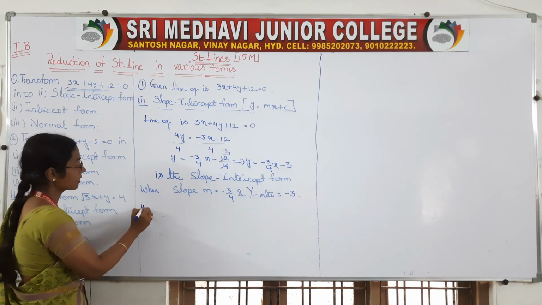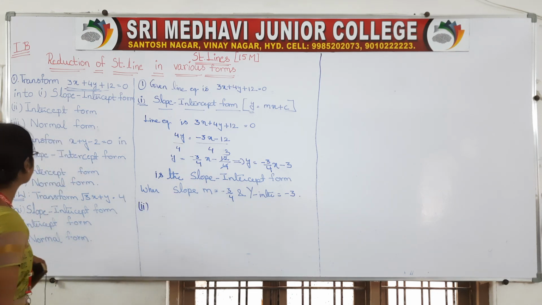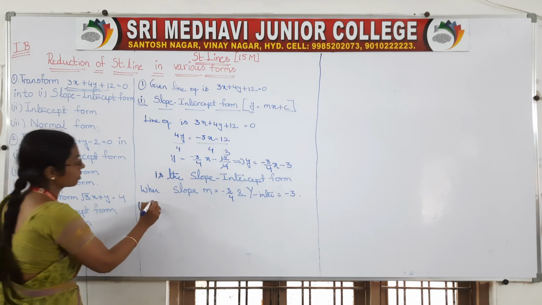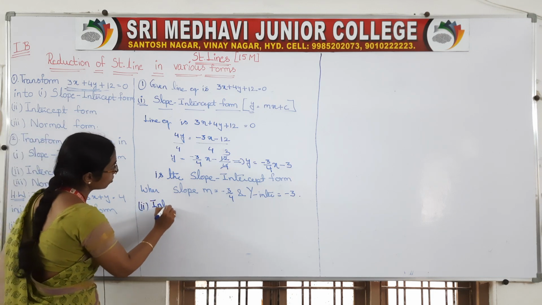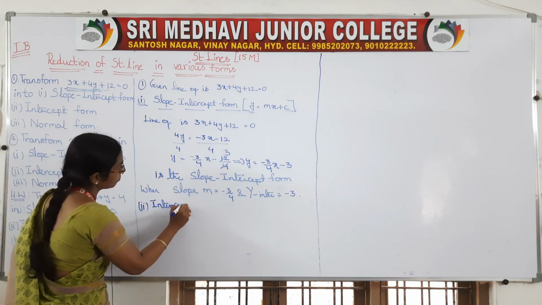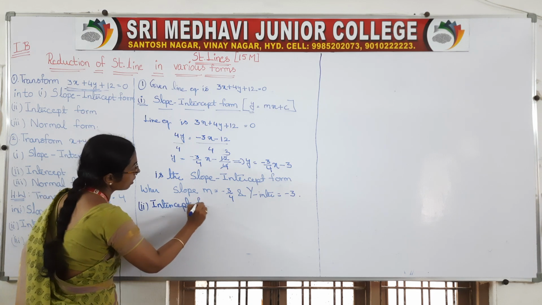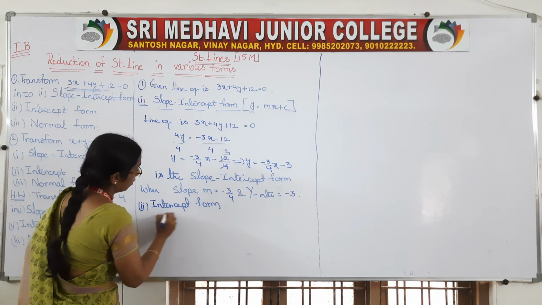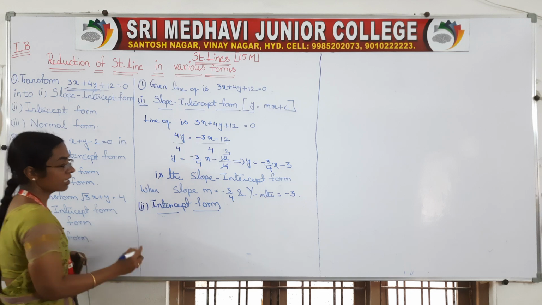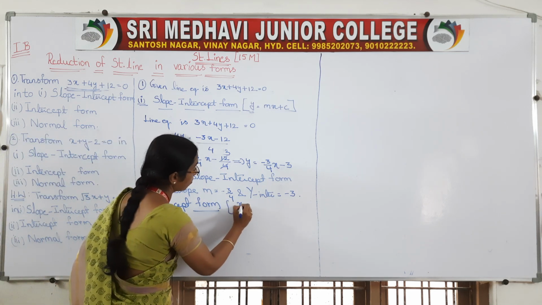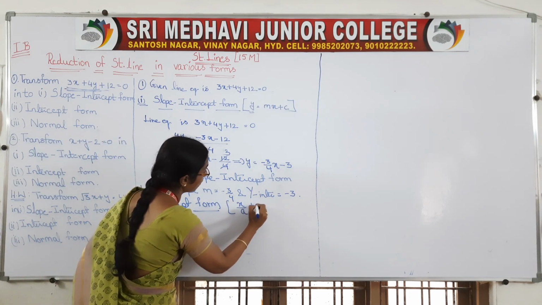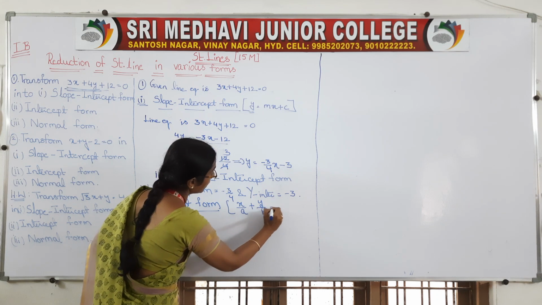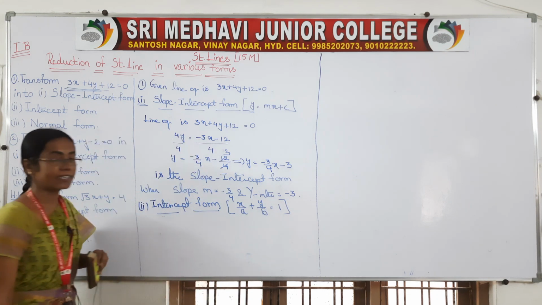Now come to the second form. What is the second form? Intercept form. Now we have to convert the given equation into intercept form. Already you know it very well. What is the intercept form of the straight line equation?